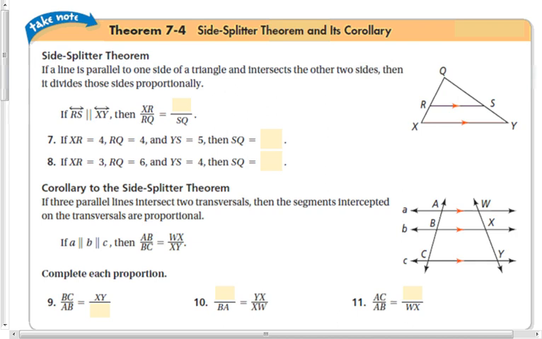All right, so here's the deal. The side splitter theorem says that if a line is parallel to one side of a triangle and intersects the other two sides, then it divides those sides proportionally. So in this one, the ratio of XR to RQ is equal to the same ratio on the other side of the triangle, SY to SQ.